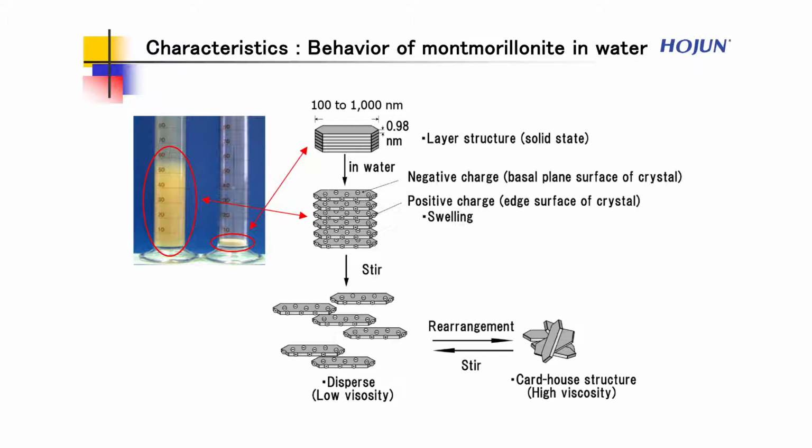Furthermore, as the dispersed particles have a negative charge on the surface and a positive charge on the end face, when shearing is stopped, it forms an association structure called a card house structure. Thixotropy is generated in this manner. To illustrate, it becomes watery when shaken and jelly-like when left untouched.